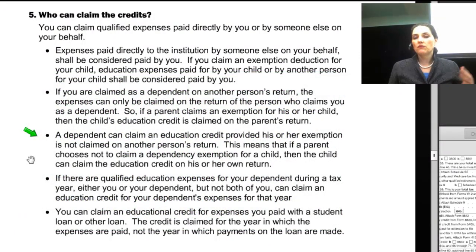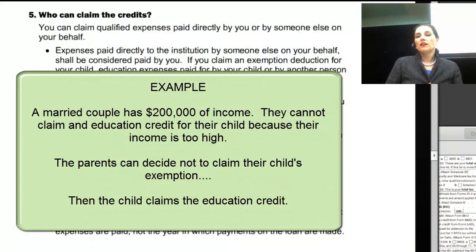Now, why would a dependent or a family want to do that? Well, let's just suppose you are an American family and your joint income on your married filing joint tax return is $200,000 for the year, and you have two dependents, one of whom is going to college. Well, at $200,000 of income, you earn too much. You're not going to be allowed to claim the American Opportunity Credit. At $200,000 of income, you may have some limits on your ability to even benefit from the exemption deductions because of the alternative minimum tax.